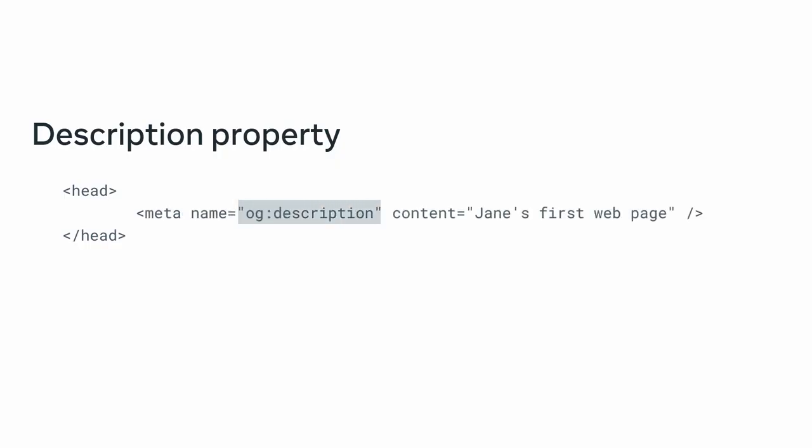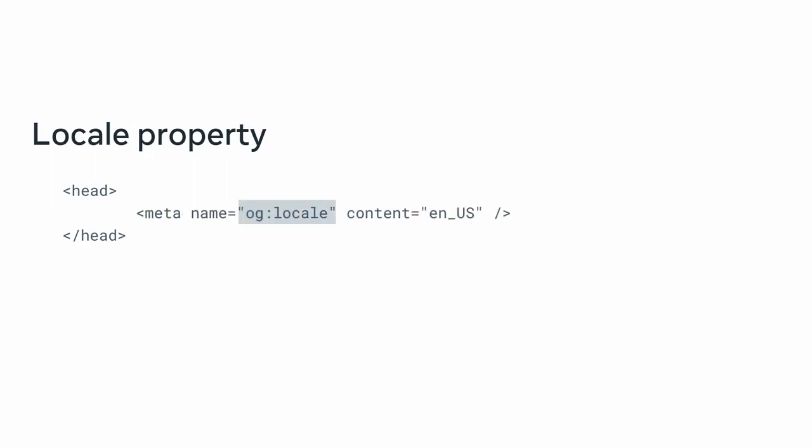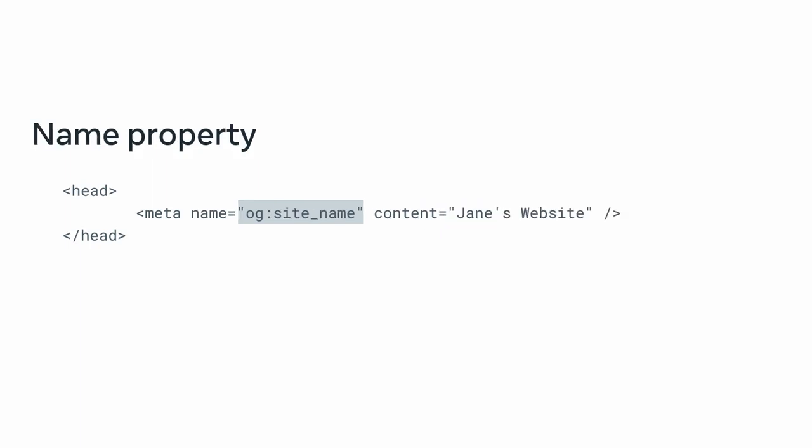The description property provides a description of the web page. The locale property describes the language and territory of the web page's content. For example, en_US specifies that the page is in English and the locale is the United States. And the site name property describes the name of the overall website that the web page belongs to.